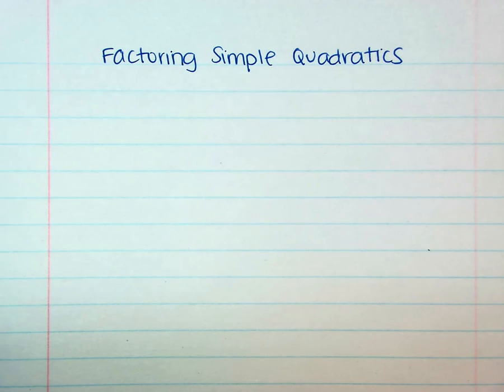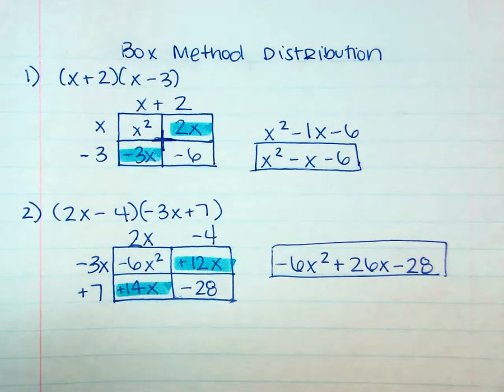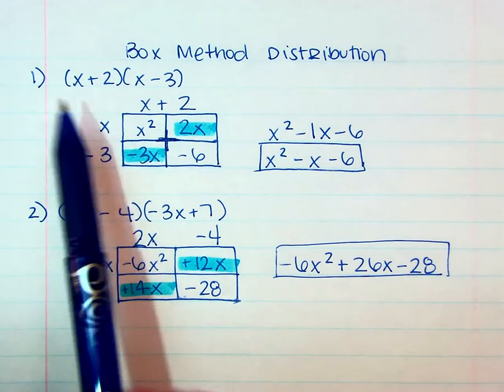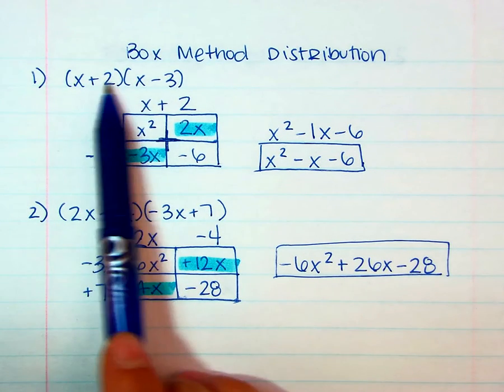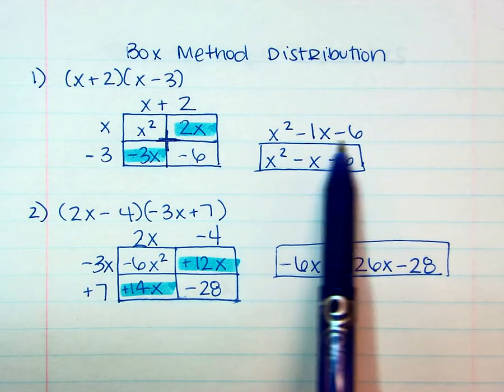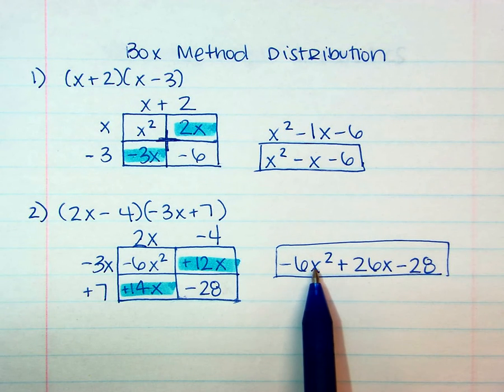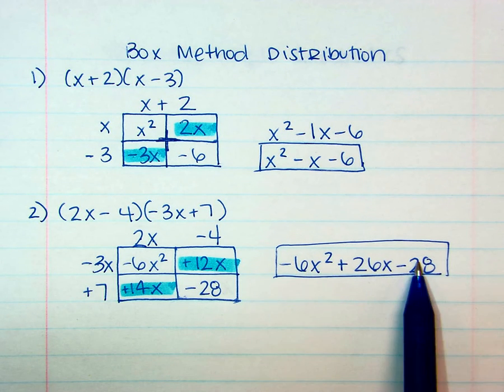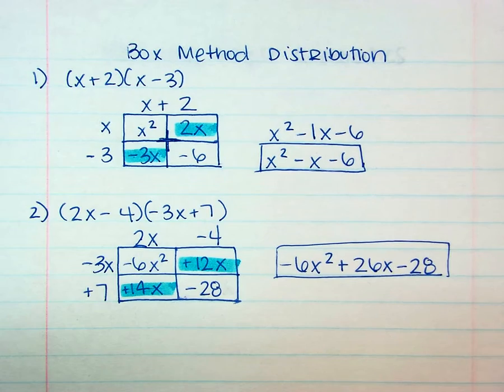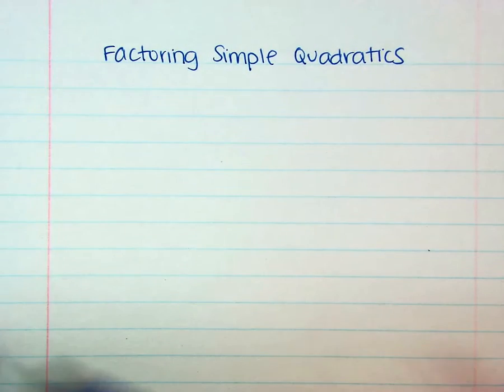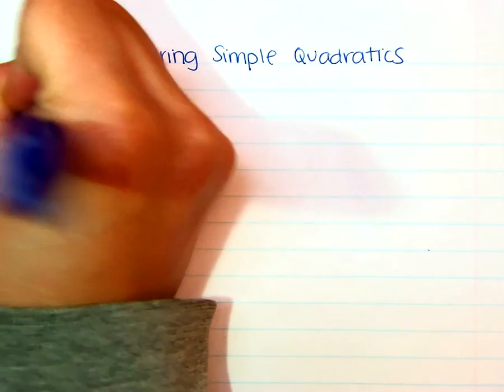So factoring is doing the exact opposite of the box method. And here we took the parentheses and we made it into one expression without parentheses. For today's lesson, we're going to be doing the exact opposite. We're going to start with one of these and we're going to go backwards. So let's start with the first problem.